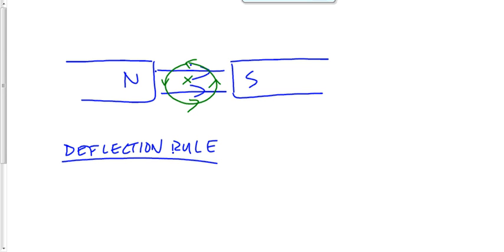In the wire grasp rule and in the coil rule, there was only two variables, your thumb and your bent fingers. Remember, in the wire grasp rule, it was thumb current, fingers field. In the coil rule, it was fingers current, thumb field. In the deflection rule, we're going back to saying your thumb points in the direction of the moving charge or in the direction of the current.